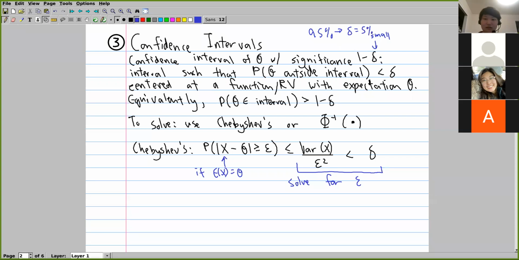So the whole point is to make this thing true, and we can do that using either Chebyshev's or the inverse CDF of the normal distribution. In more equations, you want to bound the probability that it lies outside the interval to be less than delta. But by Chebyshev's, it's also less than this. So we're trying to use both of these, and the thing we want to solve for is the width of the interval, which is epsilon.